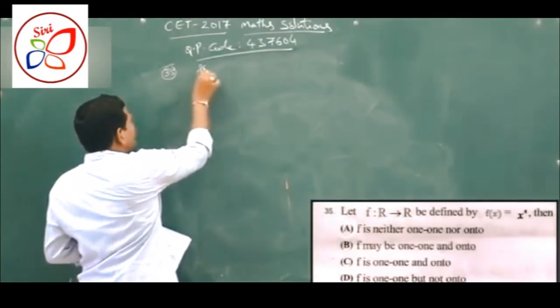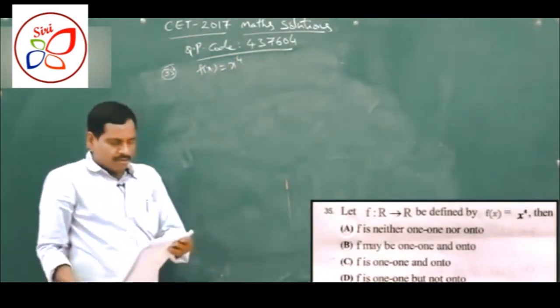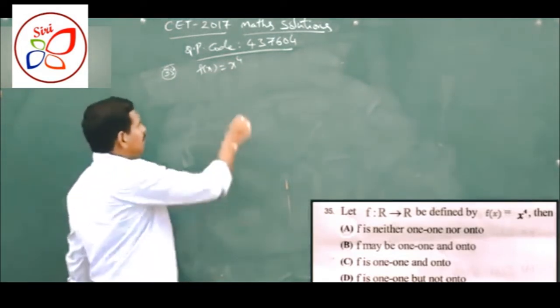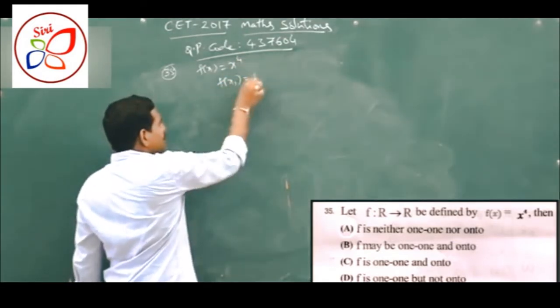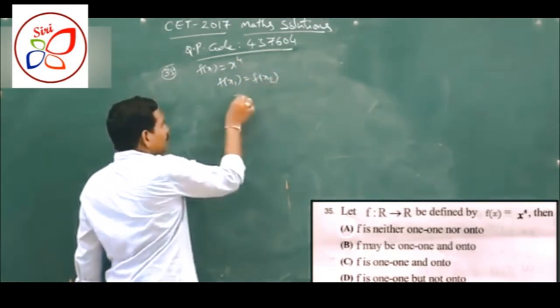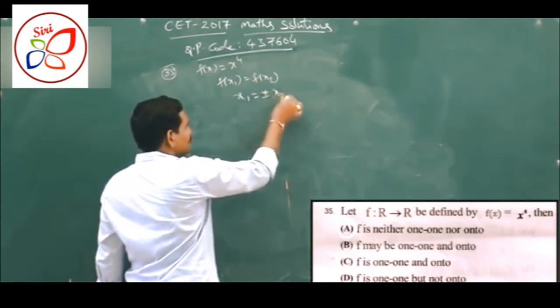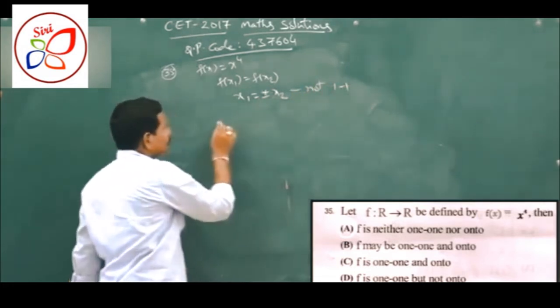35th question. f of x is equal to x power 4. What about one-one and onto? Clearly this is an even function. f of x1 is equal to f of x2 implies x1 is plus or minus x2. So clearly it is not one-one.